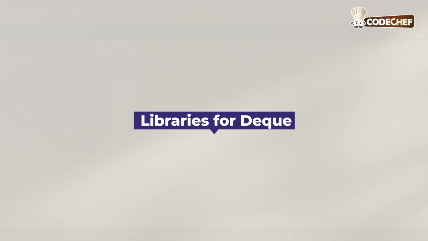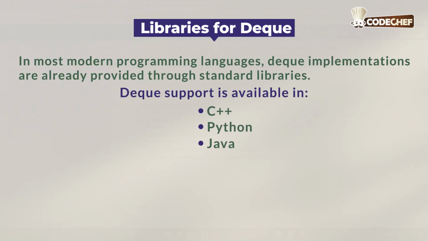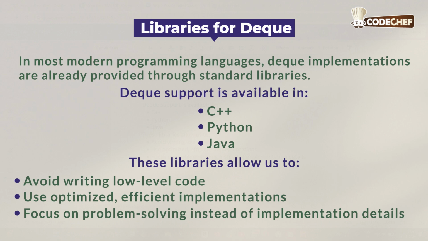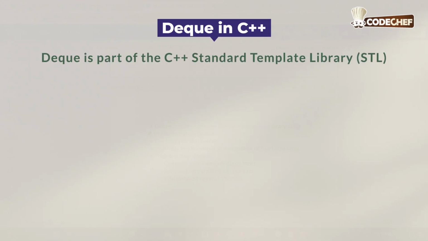Libraries for Deque. In most modern programming languages, Deque implementations are already provided through standard libraries. Deque support is available in C++, Python, and Java. These libraries allow us to avoid writing low-level code, use optimized, efficient implementations, and focus on problem solving instead of implementation details.